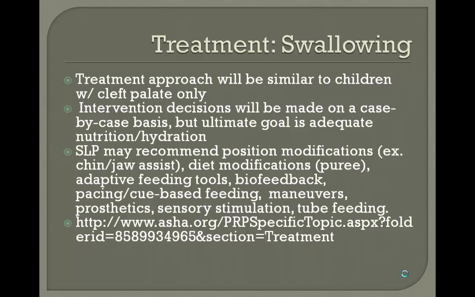They may recommend diet modifications. As the child gets older, certain diet textures may be recommended to facilitate feeding. Adaptive feeding tools may be recommended. Biofeedback, pacing, or cue-based feeding. Certain maneuvers, prosthetics in some situations, sensory stimulation, and finally tube feeding may be the feeding option for certain children with Pierre Robin sequence.